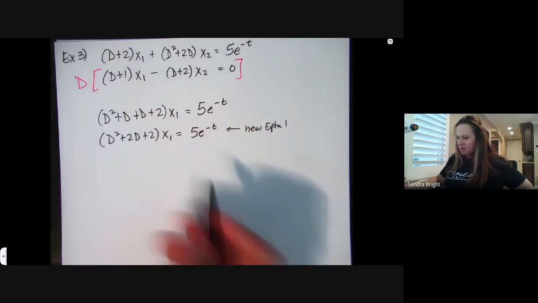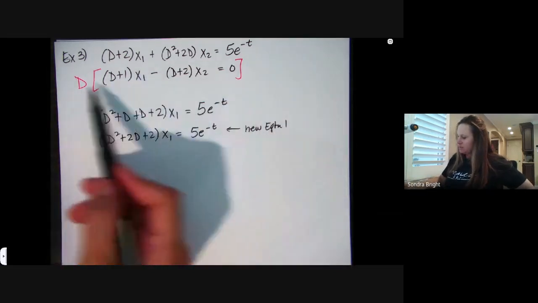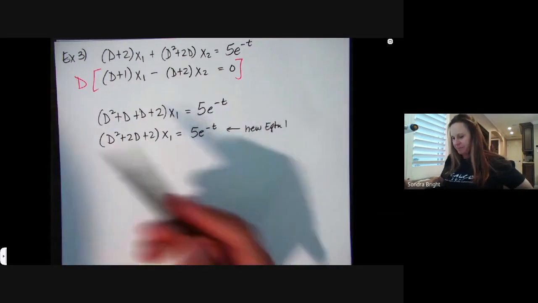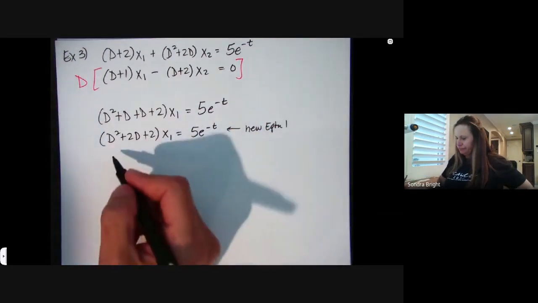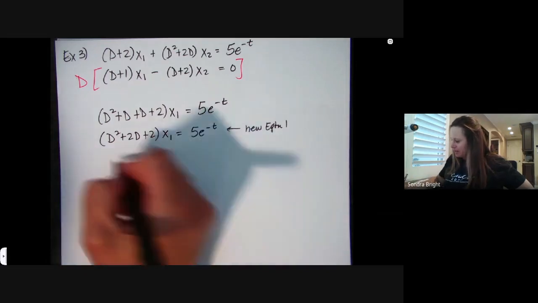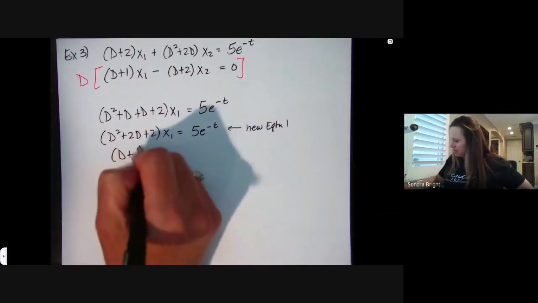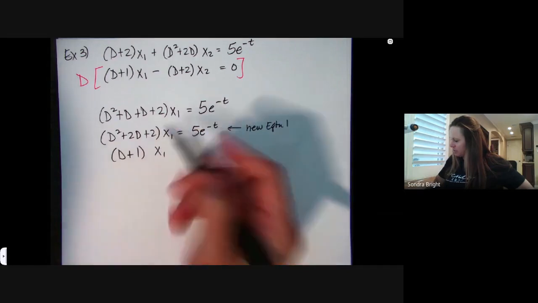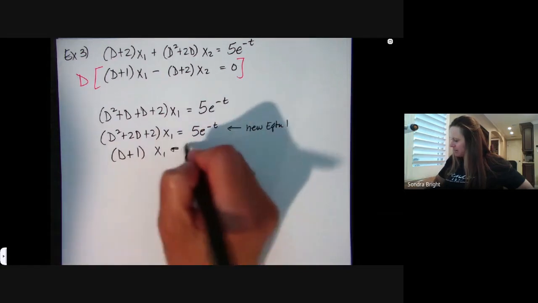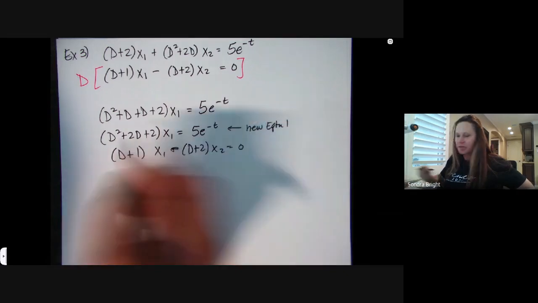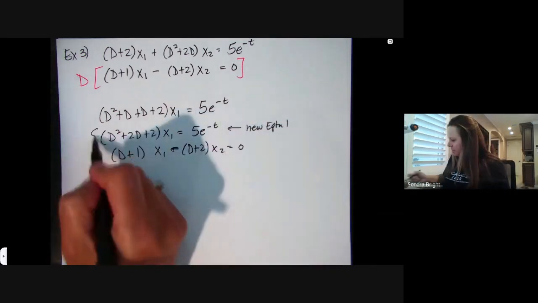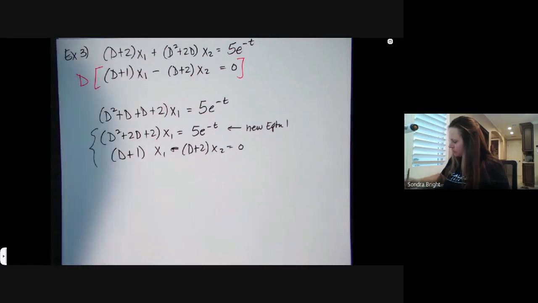And then I'm still going to keep my second equation. Now I've got my first equation is this one. My second equation is now d plus 2. Okay, so there's my new system. Now let's go and solve this first guy, the first equation.